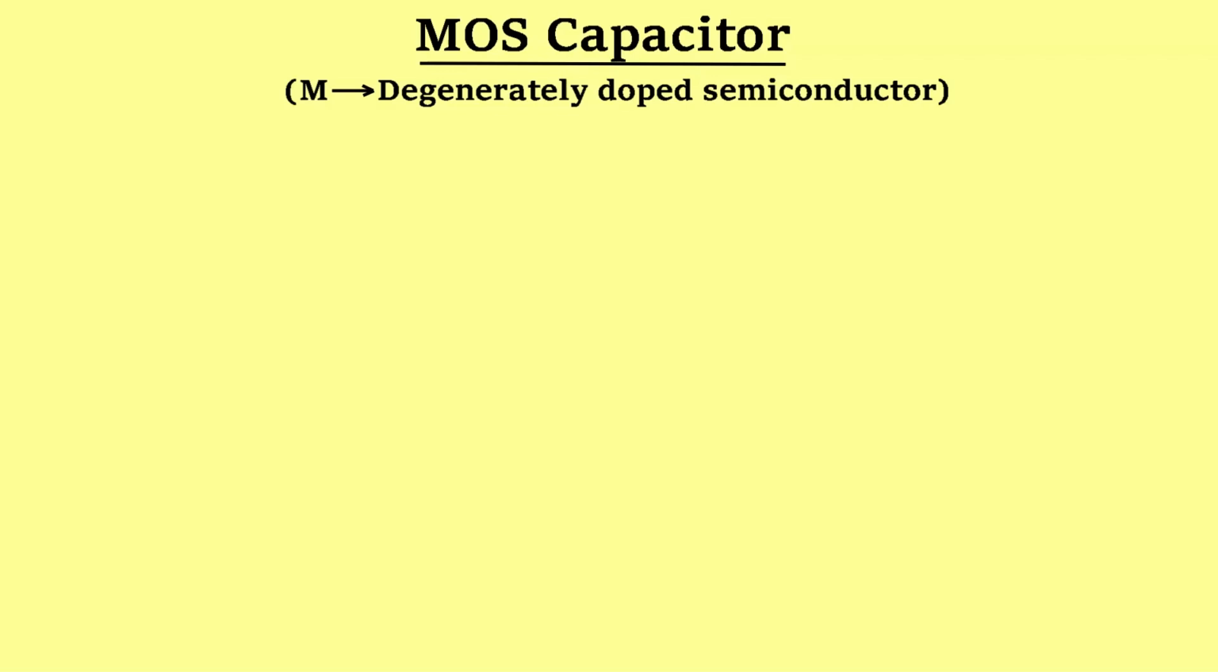I am teaching this lecture for the purpose that, if any out-of-the-box questions come from this topic, you are prepared. But so far, no questions have come in any competitive exam from this topic. Actually, the metal in a MOS capacitor is sometimes replaced with a degenerately doped semiconductor. As we know, a degenerately doped semiconductor somewhat acts like metal. However, it will introduce some changes in our analysis.